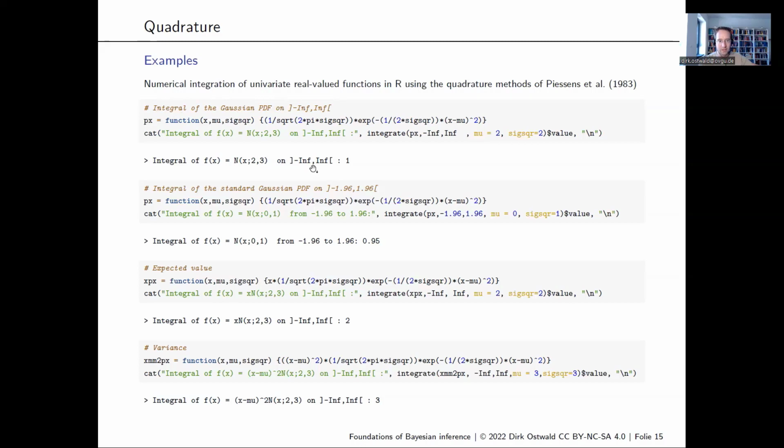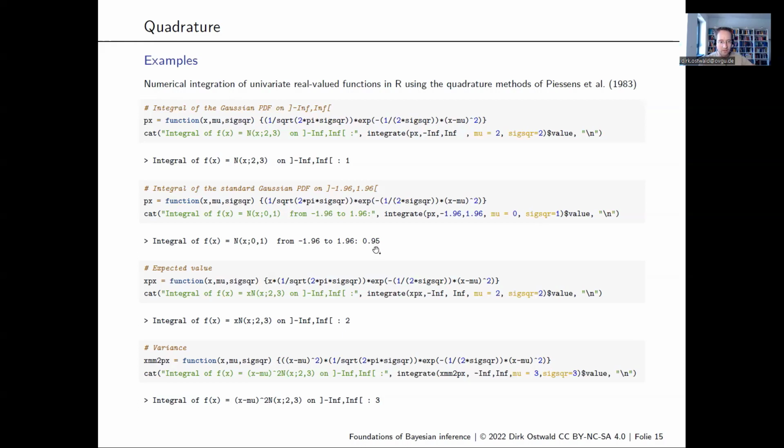Let's have a look at what we get. And we get 1. So that works. Here, an integral of the Z distribution, if you want, the standard normal, from -1.96 to 1.96. If you integrate that, you get 95.